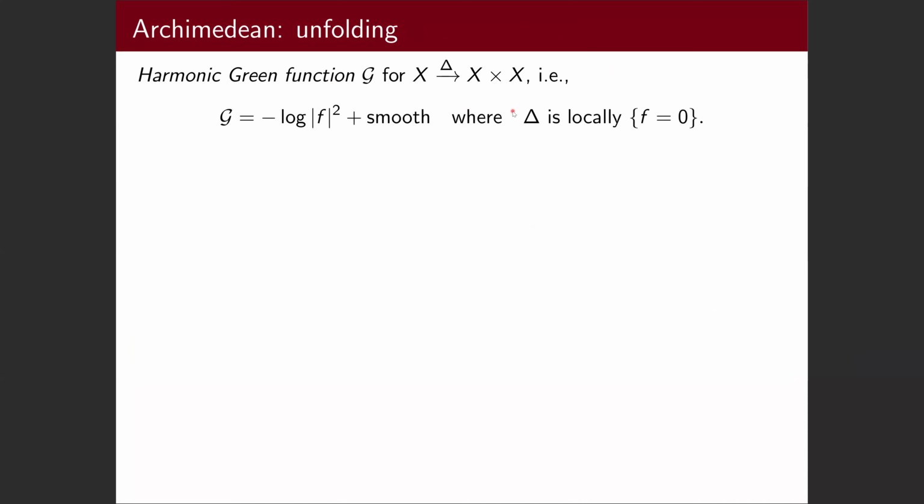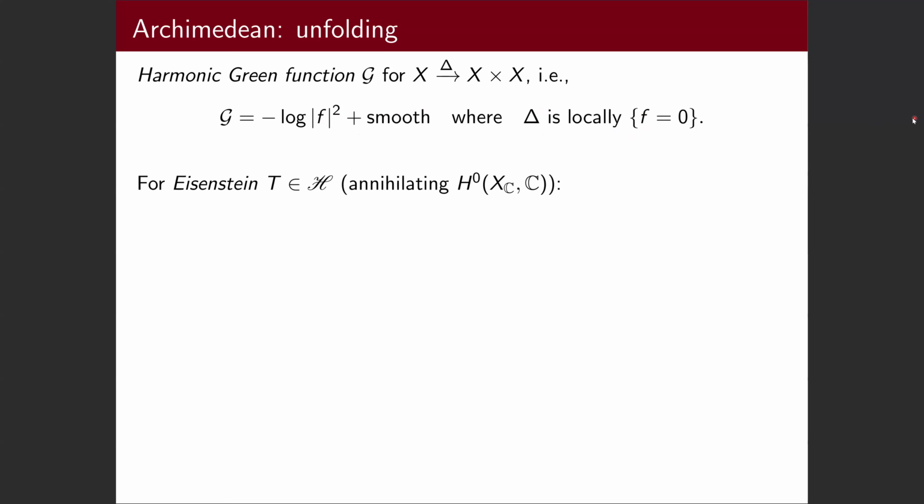Concretely, in this case, what this means is that G is a harmonic function, which is smooth, except that it has some log singularity along this diagonal here. So f here is some local defining equation for this diagonal class, where delta is locally defined by the equation f equals 0. This thing is not unique, but it's unique up to adding a constant. And so now I want to explain the associated intersection number.